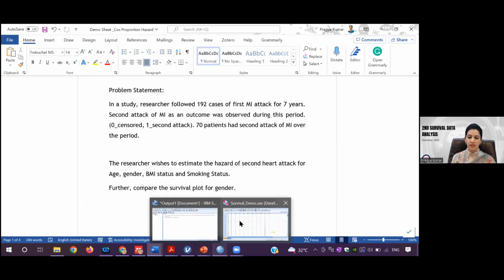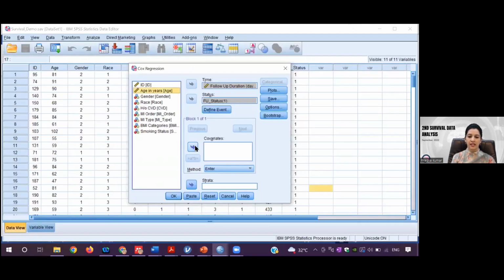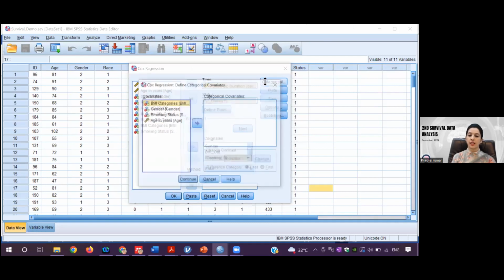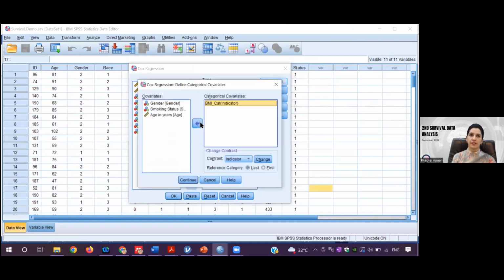So I'll enter age, gender, BMI, and smoking. That I have entered. Again, I have gone to categorical. Like we do in the logistic, you have to define which is the categorical variable. And usually we take the lower category as a reference, but I don't know why SPSS always takes the last category. So I have clicked first and pressed change.